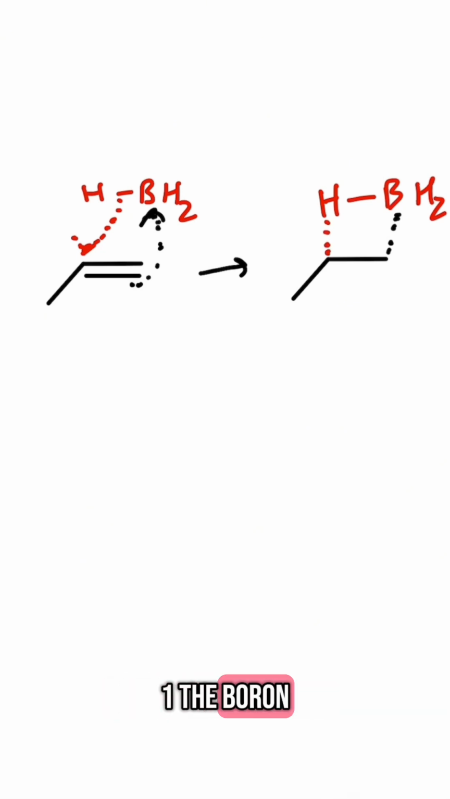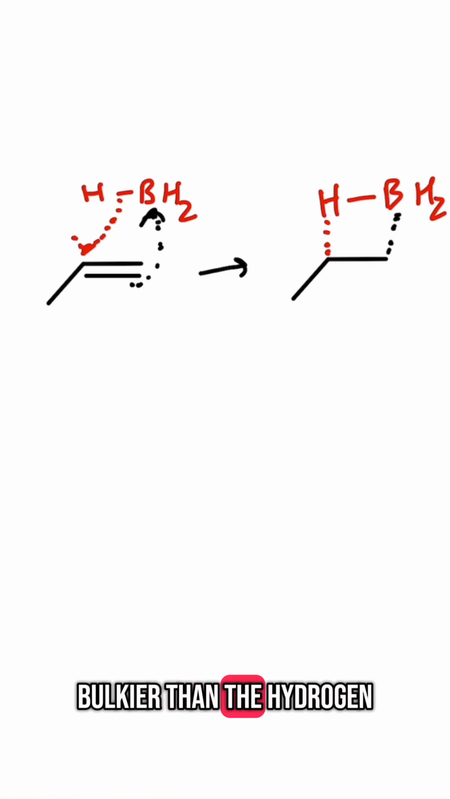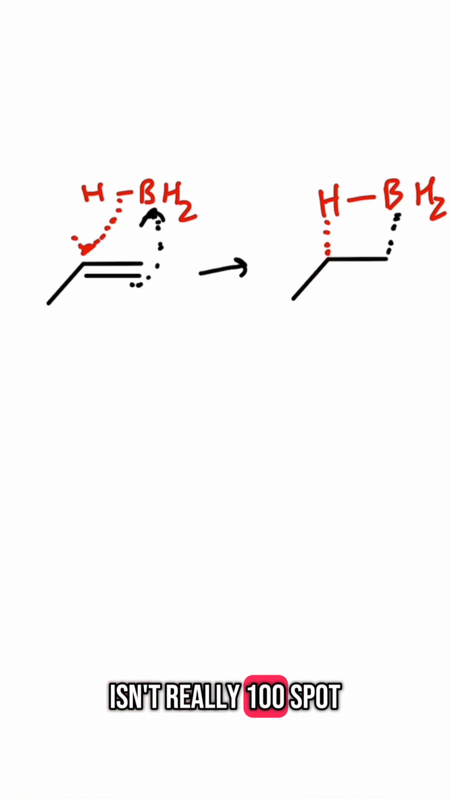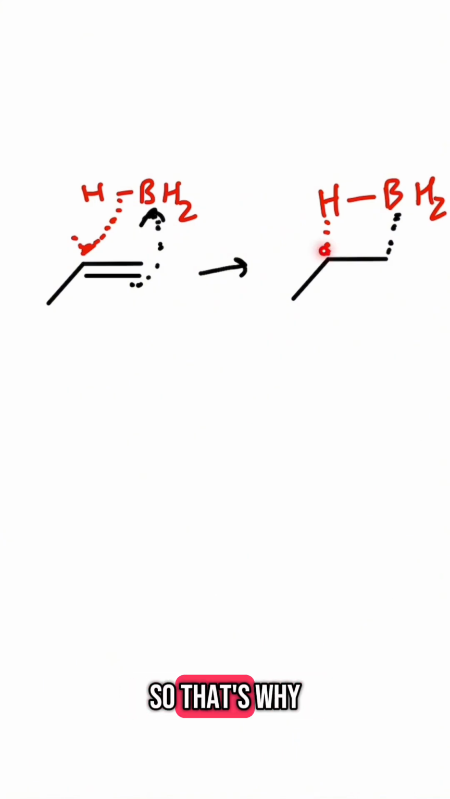And that's because, one, the boron is simply bulkier than the hydrogen, so it's going to add at the less hindered spot. Also, even in an example like this, because this isn't really a hindered spot, there is a partial positive charge that forms here during this transition state. And while it's not a full carbocation, similar to a carbocation, it is more stable over here on the secondary carbon. So that's why it forms there, and our boron adds here.